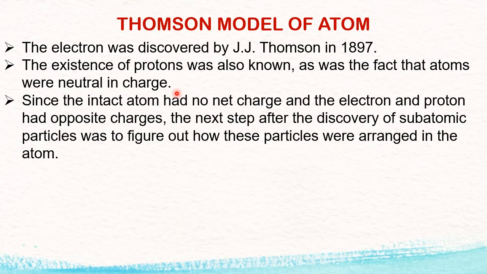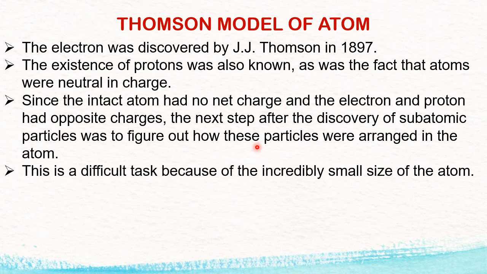Since the intact atom had no net charge and the electron and proton had opposite charges, the next step after the discovery of subatomic particles was to figure out how these particles were arranged. This is known as the arrangement of particles in an atom. I know this is a very difficult task because atoms are very small in size, but still men are curious.